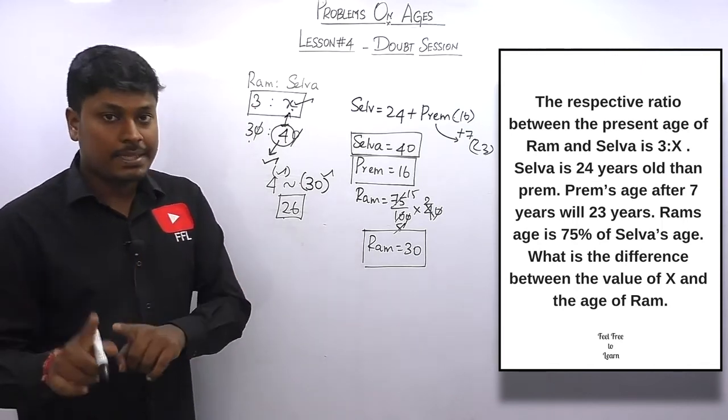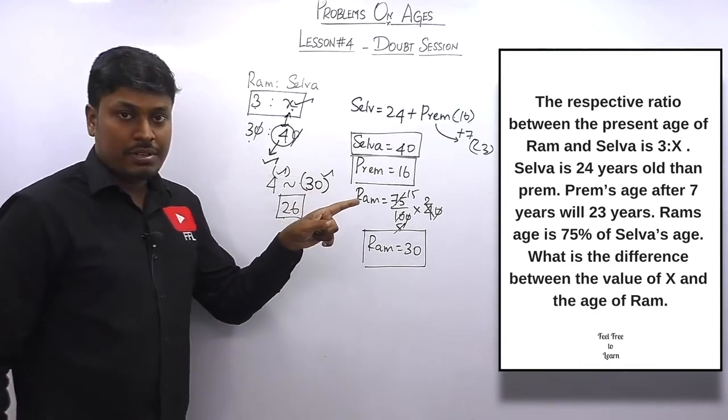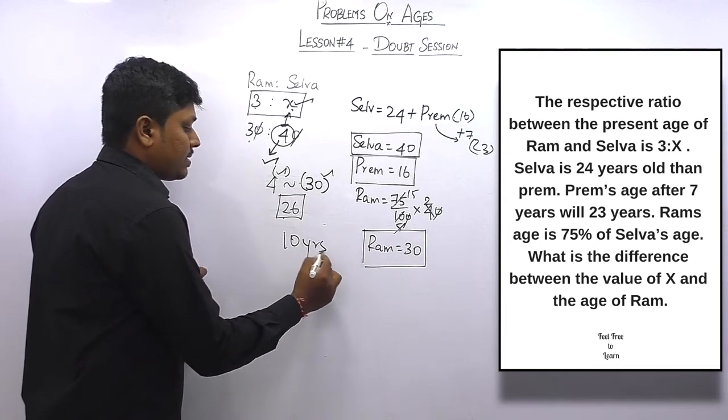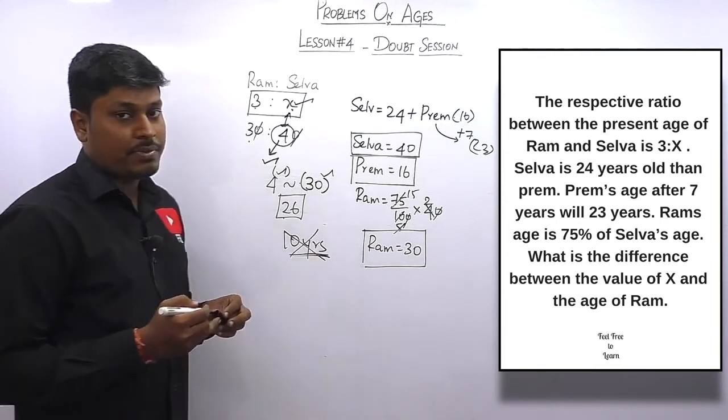Difference, age of Ram 30. The answer is 26. I think that's the reason the student posted this question, because he says the answer is 10 years. No, 10 years is not the correct answer. Right, got it? Got the logic, right? So it is wrong. The answer is 26 years.